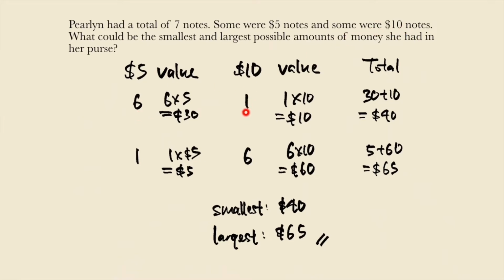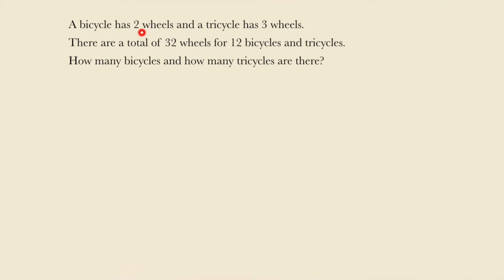Okay, so let's have it be the minimum. That's 1. Total of 7. Well, that would be $40. Largest possible would be the most number of $10 notes and at least one $5 note. That would be 65. And next, a bicycle has 2 wheels and a tricycle has 3 wheels.